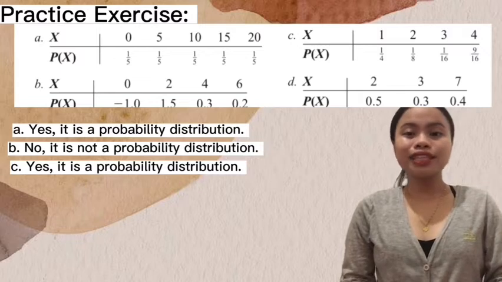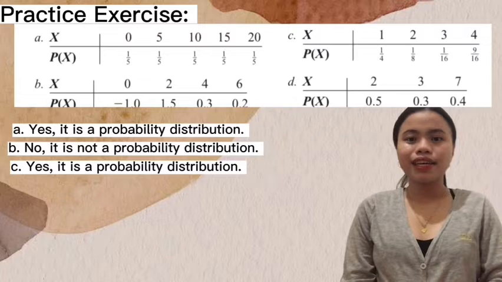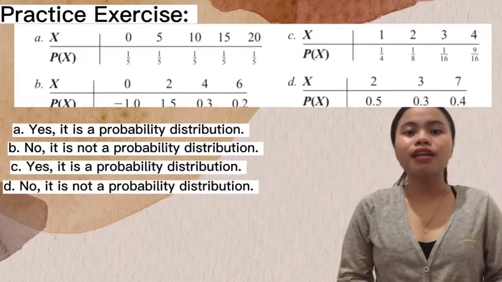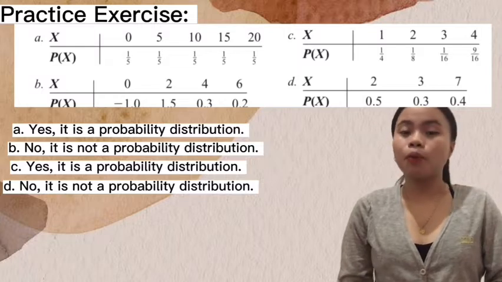And lastly, for D, is it a probability distribution or not? The answer will be no, it is not, since the summation of P(x) is equal to 1.2.